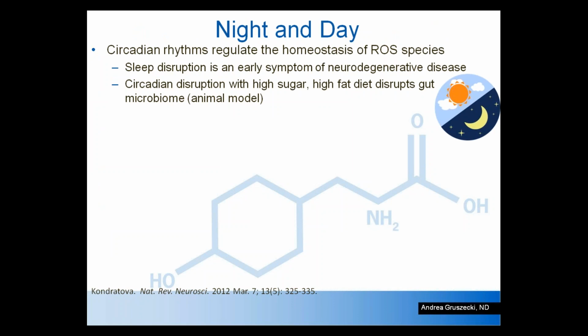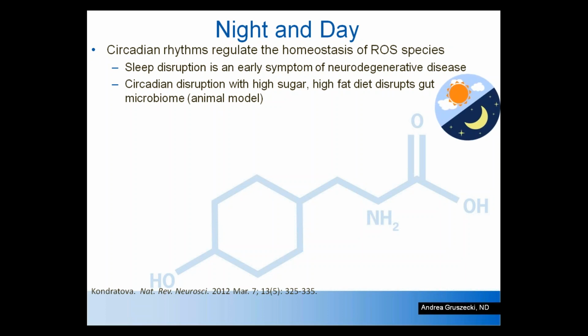We also need to remember that our circadian rhythms regulate the homeostasis of oxidative stress, as well as neurotransmission and a variety of other important metabolic functions. The primary circadian clock is located in the hypothalamus, where light signals from the retina, endogenous hormones, and neurotransmitters, as well as environmental stimuli, converge to reset the phase of the circadian clock.